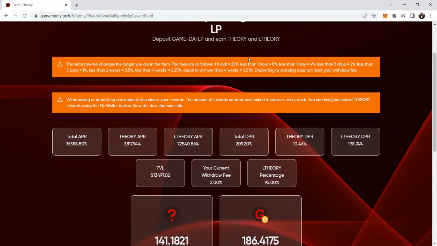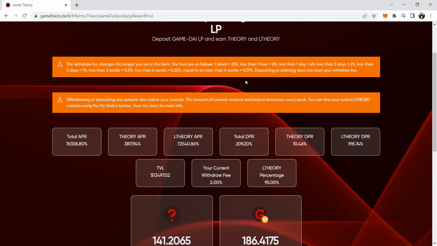If you withdraw after less than 1 hour, it's an 8% withdrawal fee. Less than 1 day, it's a 4% withdrawal fee. Less than 3 days, it's 2%. Less than 5 days is 1%. 2 weeks is 0.5%. 4 weeks is 0.25%. And if it's equal to or more than 4 weeks, it's 0.01%.